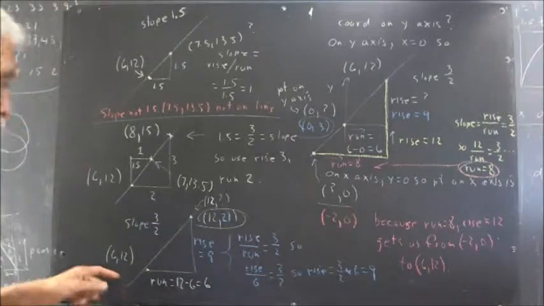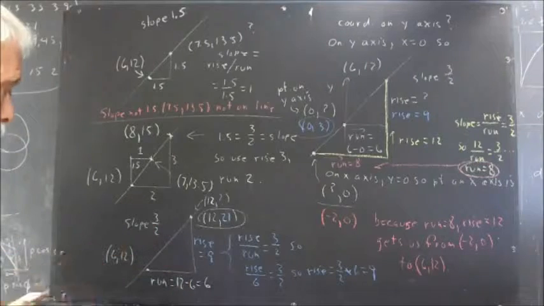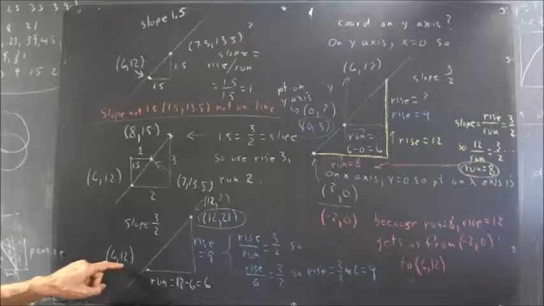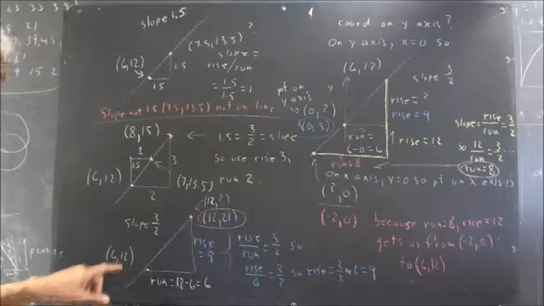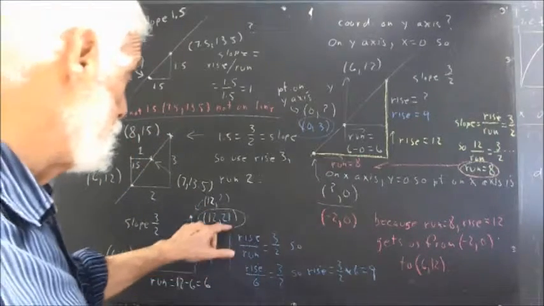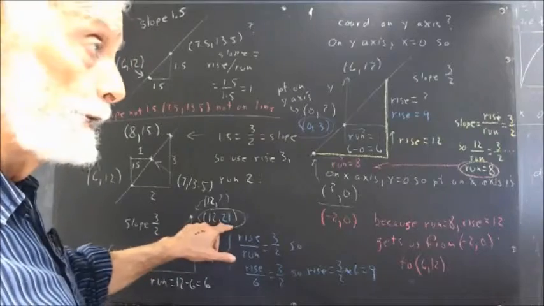Now, if we start from (6, 12) and have a rise of 9, where does that put us? Well, 6 with a run of 6 gives us 12, as it must. 12 plus 9 gives us 21. So our point is (12, 21).